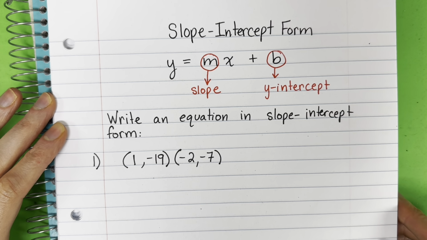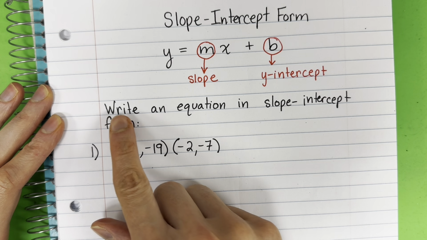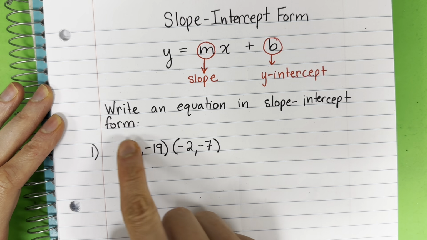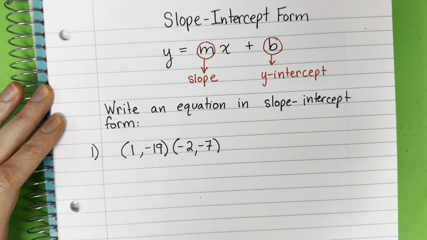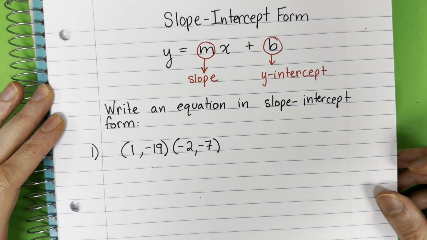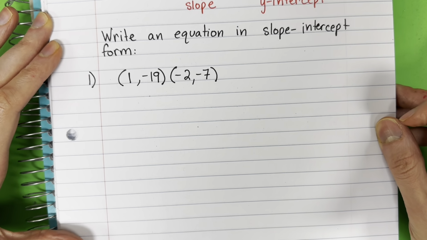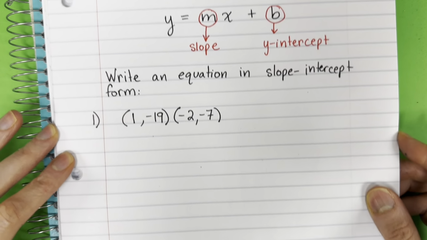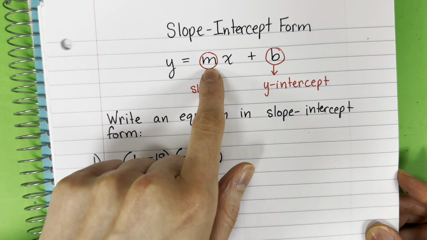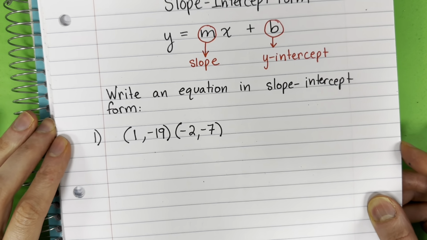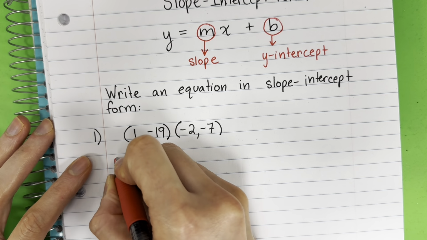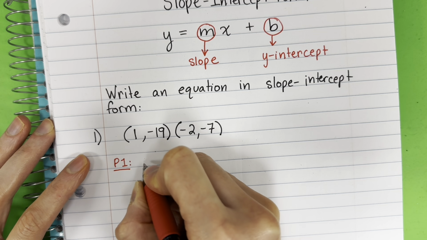Let's go ahead and begin. So our directions say write an equation in slope-intercept form, and I have two ordered pairs. So this is going to be a three-step process. Let me go ahead and show you how to do this. The first step is we're going to find the m, and then the second step is to find the b. So let's go ahead and find the m. So part one, I want the m.